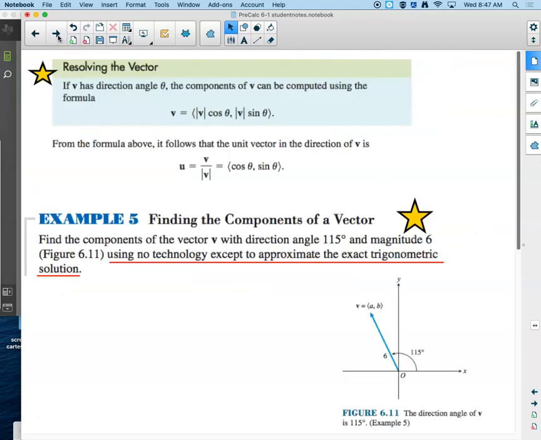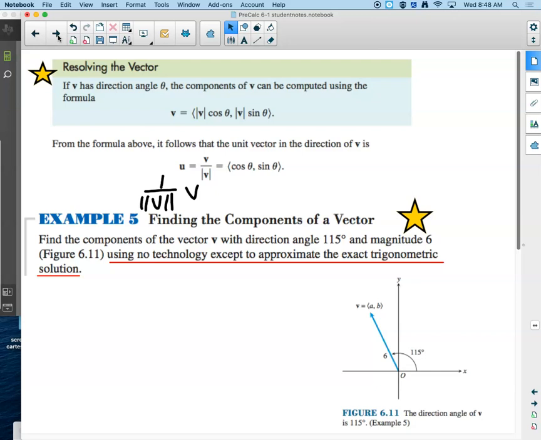Alrighty, so when you want to resolve a vector, if v has direction angle theta, the components of v can be computed using the formula: magnitude of v cosine of theta for the x-coordinate, magnitude of v sine of theta for the y-coordinate. From the formula above, it follows that the unit vector in the direction of v is, well, take a look at our v over the magnitude, which again, in component form, we used like a scalar. That's going to be cosine of theta and sine of theta.